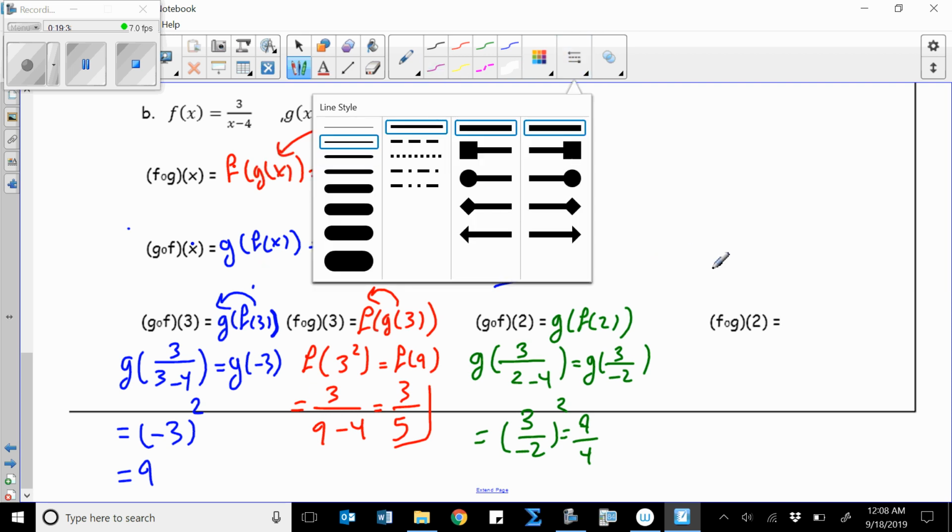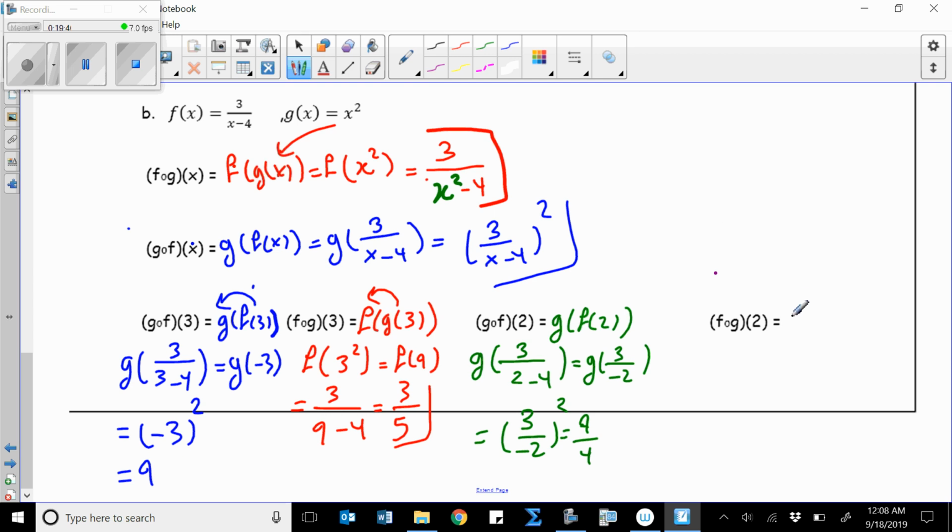The last problem is f of g of 2. So let's try this one. f of g of 2. Keep the outside one untouched because it's inside to the outside. Always the inside is done first. So g of 2 is going to be 2 squared, which is equal to 4. So this is f of 4.